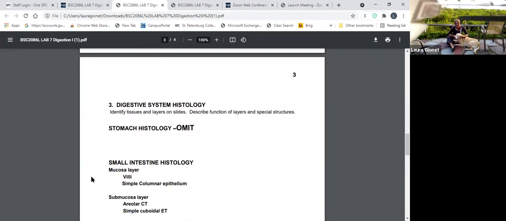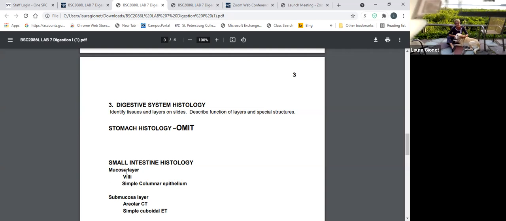All right. When it comes to digestive system histology, the only one I ask you about is the small intestine, because the stomach and the small intestine really look very, very similar. More critical, I find the functions occur in the small intestine, and it's a longer system and tube. So we're going to look at the histology of the small intestine.